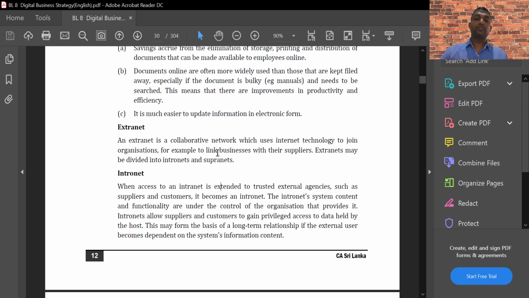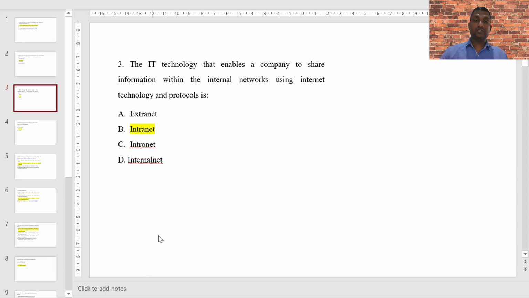For example, to link businesses with their suppliers. The whole extranet concept is about letting other stakeholders, other organizations, suppliers, vendors, other people who are outside the organization, work with us, to collaborate with us. So extranet has external access, right? The question is saying within the internal network.